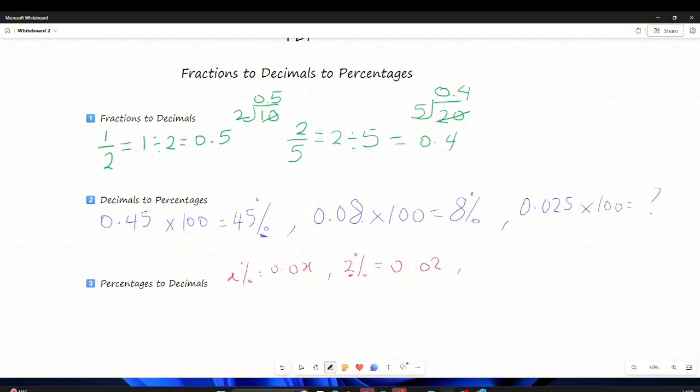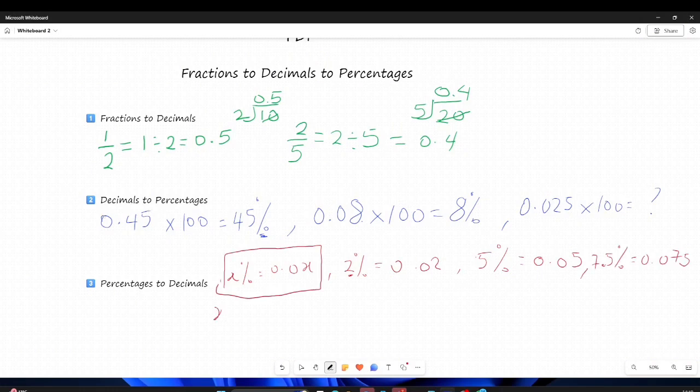Let's try another one. If we have 5%, it follows the same pattern. Since x is a single number, we're going to have 0.05. How about if we have xx, which means we have double digits? That would be 0.xx. An example is 20%. If you have 20%, remember 20 is double, or 2 digits. So following the same pattern, it's going to be 0.20 or 0.2. It's the same thing.